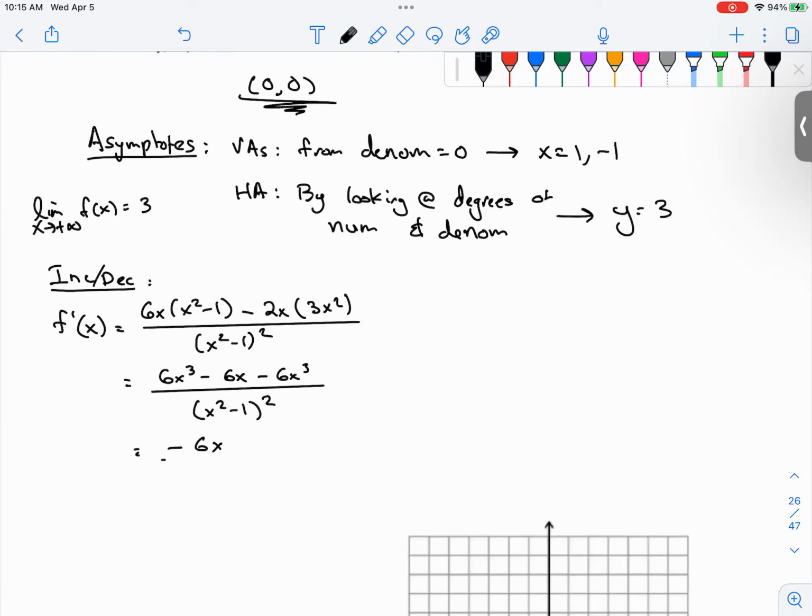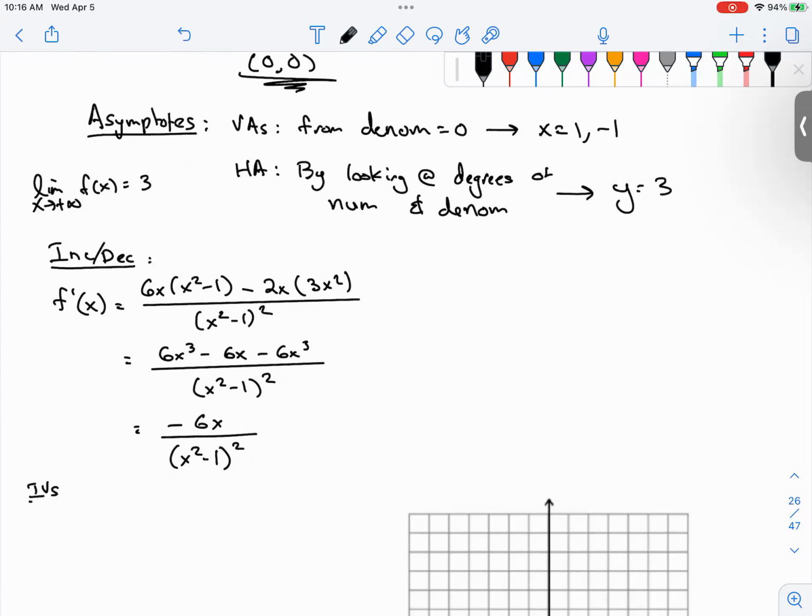So this is negative 6x over x squared minus 1 squared. Yes, it's x squared minus 1 squared. So you could write that as x plus 1 squared times x minus 1 squared. But we're going to save on space and say that the important values are going to be x equals 0, 1, and -1. 0 from up in the top will make the derivative equal to 0. And 1 and -1 will make the derivative undefined, does not exist.